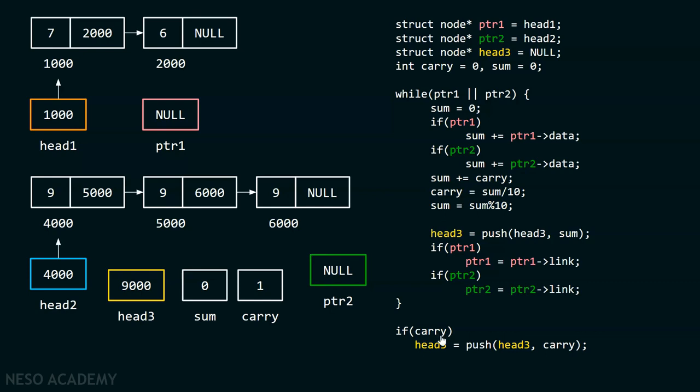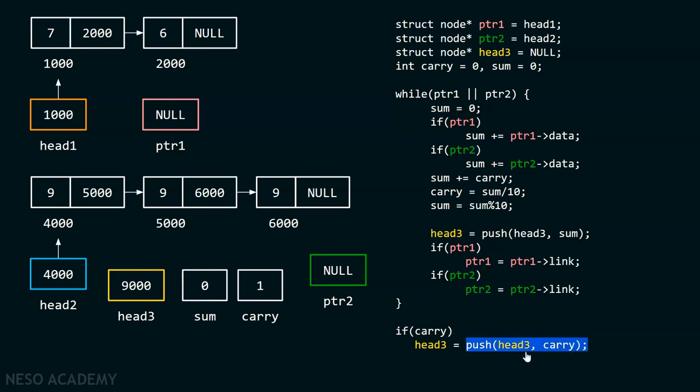That is, if carry, then head3 equals push(head3, carry). Here instead of sum, we'll pass carry. Okay. We have to create a new node which will store carry in its data part, right? And you can see that instead of writing carry not equal to 0, I'm simply writing carry. This is okay, because if carry is 0, then we'll simply get outside of this if construct, but carry is 1 at this moment. Therefore, we'll get inside this if construct, right?